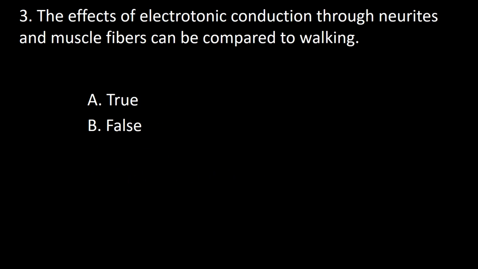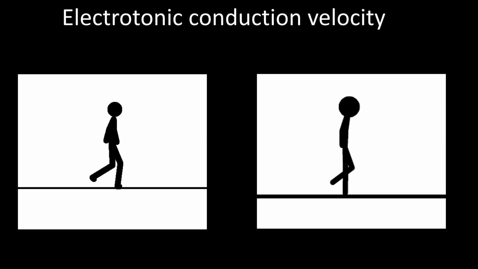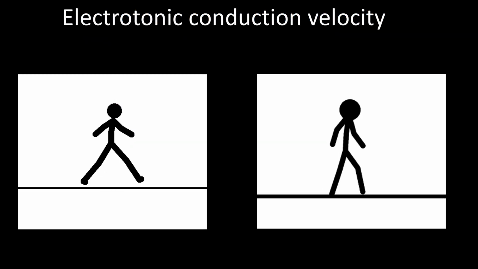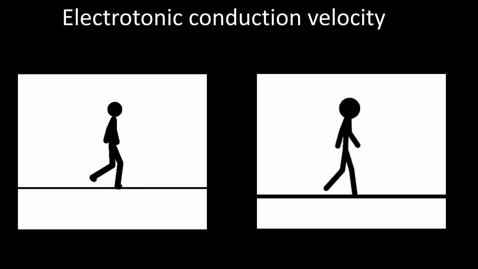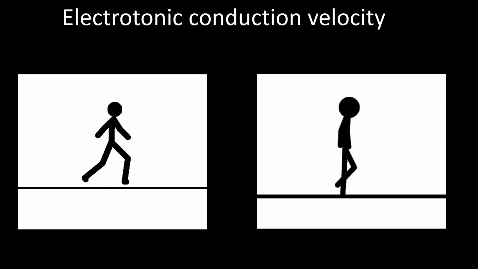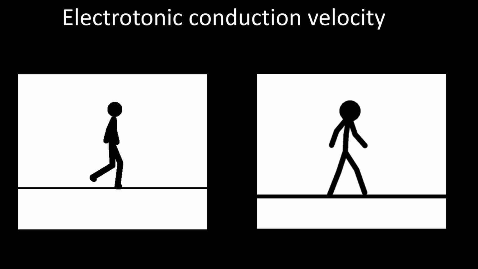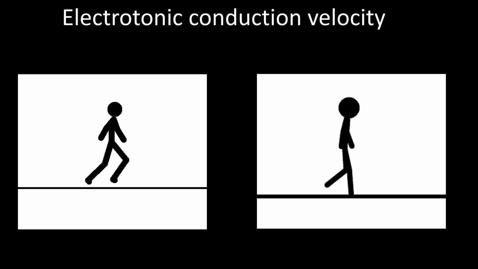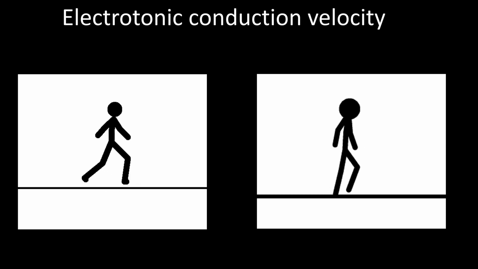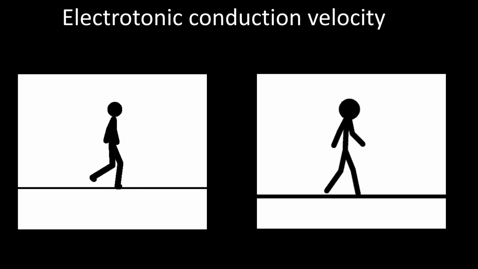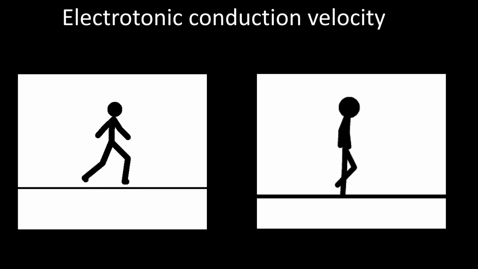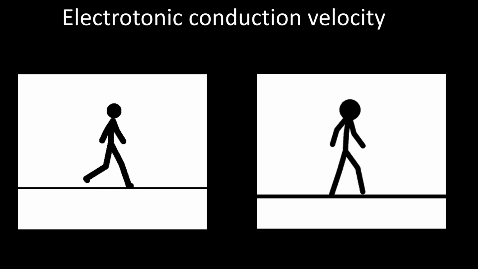Next question. The effect of electrotonic conduction through neurites and muscle fibers can be compared to walking. A true, B false. The effects of electrotonic conduction in fundamentally cylindrical structures like neurites and muscle fibers can be compared to walking. A person taking long strides walks faster than a person taking short strides if the time taken for the strides is the same by both persons.